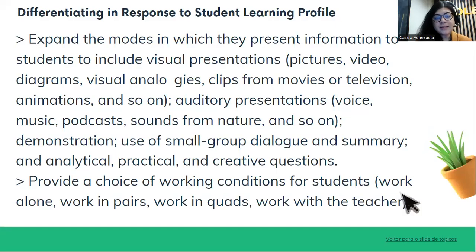Tomlinson also gives us some tips on how to differentiate in response to student learning profile. The first thing she says is to expand the modes in which you present information for the learner. So we need to include visuals, explore pictures from our materials, videos, analogies, clips from movies or television. We need to think about auditory presentations, so podcasts.